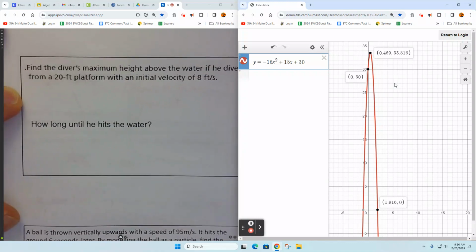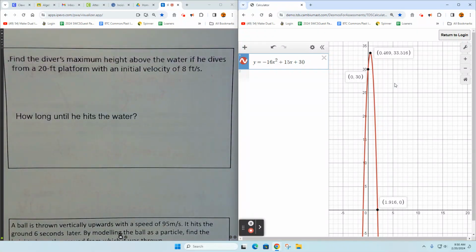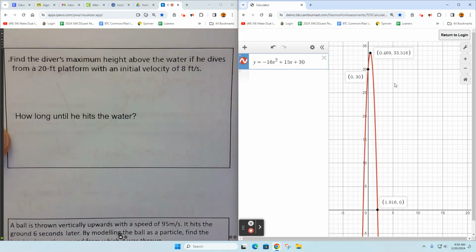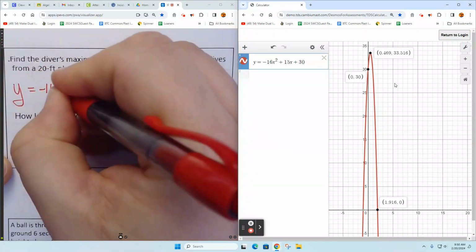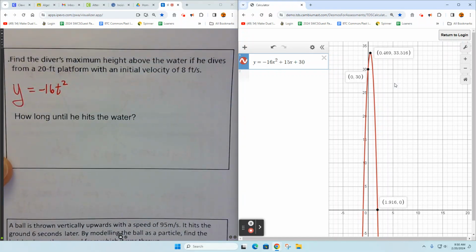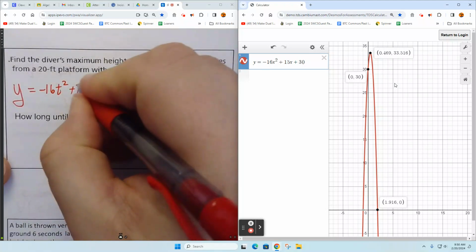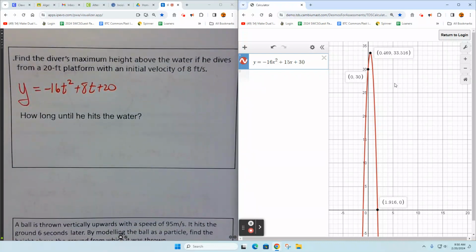Same type of question, but different thing. Find the diver's maximum height above the water if he dives from a 20-foot platform with initial velocity of 8. Can someone give me the equation? Negative 16t squared plus 8t plus 20.